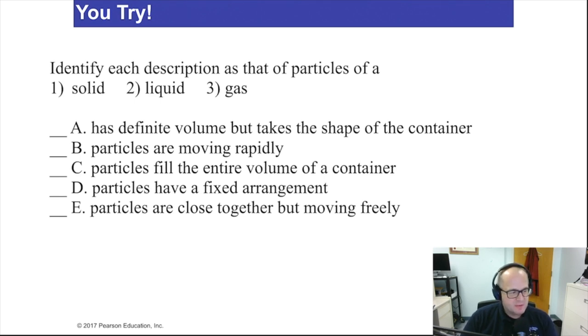Particles have a fixed arrangement. Well, fixed arrangement means the particles aren't moving in relationship to each other. And that's a good thing for a solid to be because we need them to hold us up, right? Like the floor or your chair.